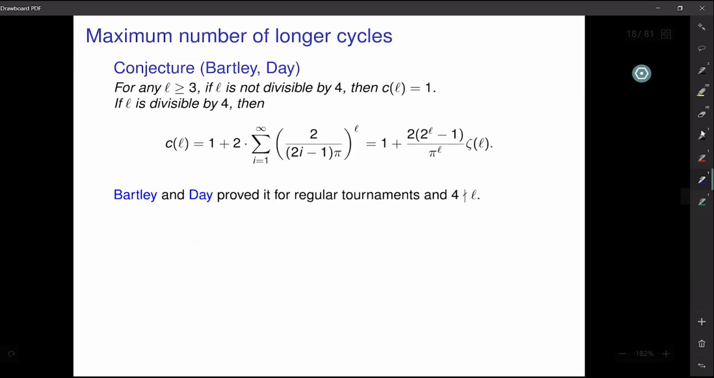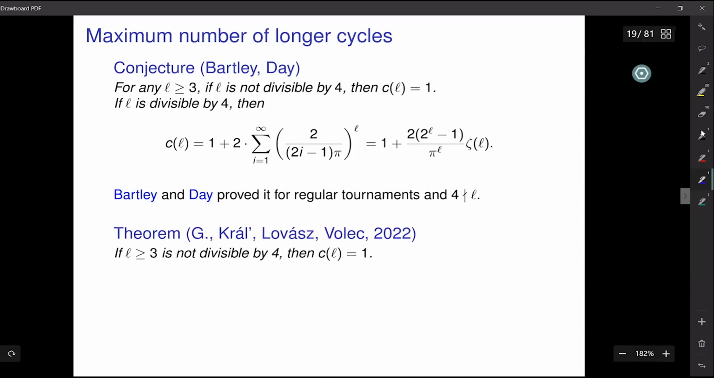Okay. So what was proven earlier, by Bartley and coauthors, is that the first conjecture, for L not divisible by 4, holds if we additionally assume that our tournaments are regular. This way it's far easier, and they were able to prove it. But in general, it was not known, except those special values they presented in the previous slide. And recently, we, together with Lazzi and Diane, proved the first conjecture completely. So if you want to maximize cycles of length not divisible by 4, then you cannot do in the limit better than in the random tournament.